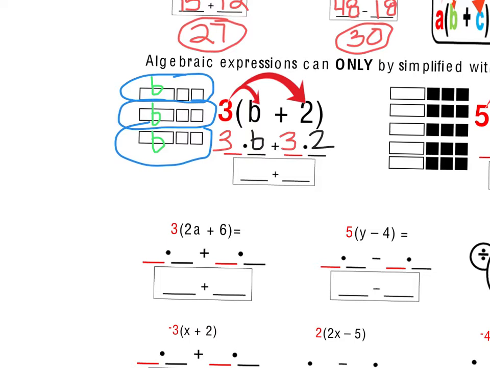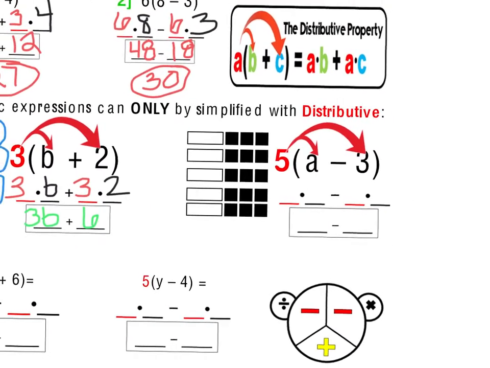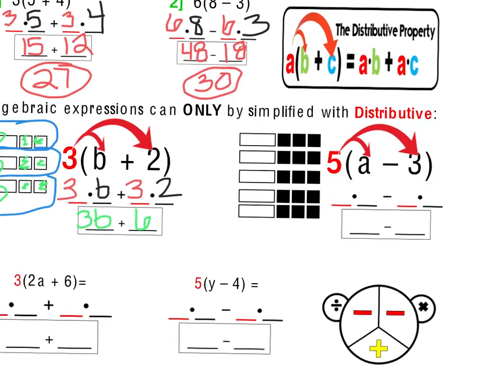So you see here how 3 times b is simply 3b. And then plus 3 times 2 is 6. And see how we have 6 positives over here? 1, 2, 3, 4, 5, 6. So we have 3b plus 6. Now I cannot combine the b and the 6 because they are not like terms. Okay? All right, let's try another one here with subtraction this time.